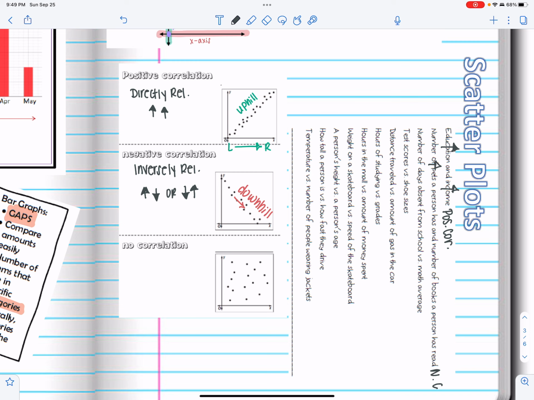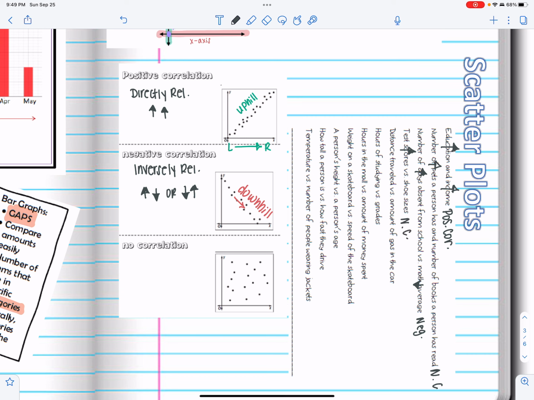Number of days absent from school versus math average. As your absences increase, your math average is probably going to decrease on average. And so that is going to be a negative correlation. Test scores versus shoe size. Well, can we say that as our test scores increase, that says anything about the shoe size? Nope. So that's going to be a no correlation.